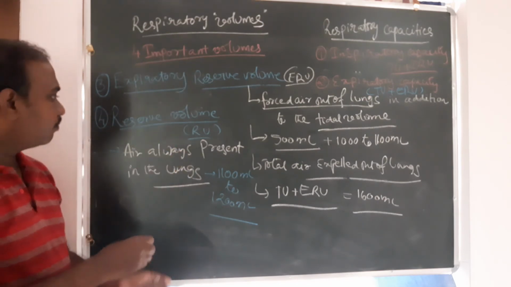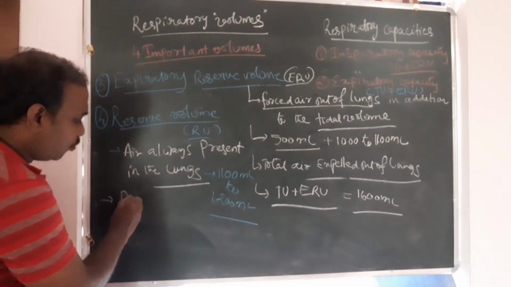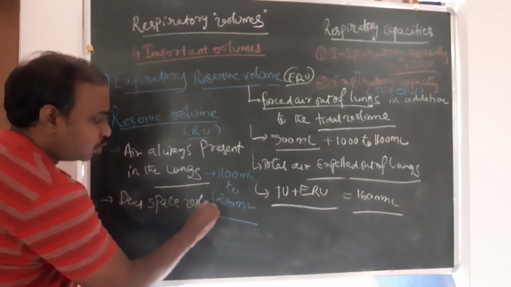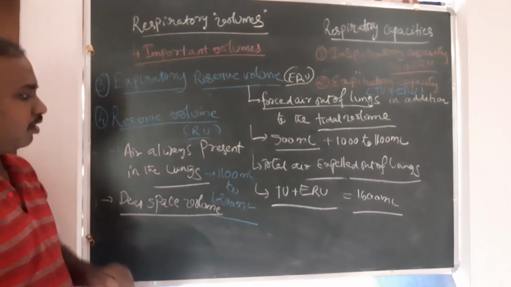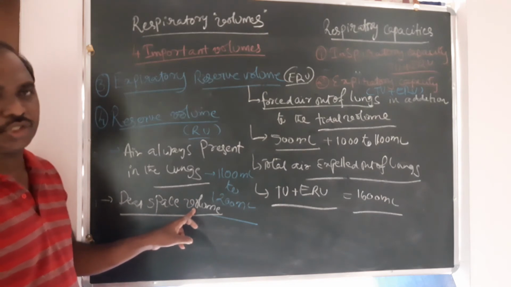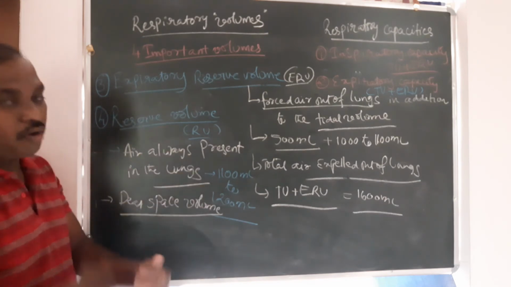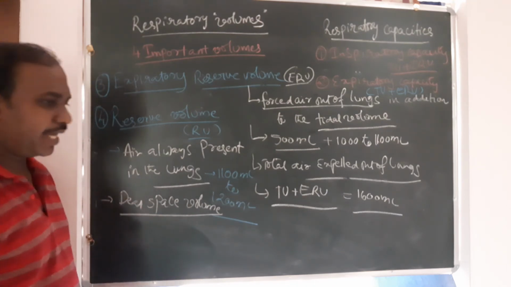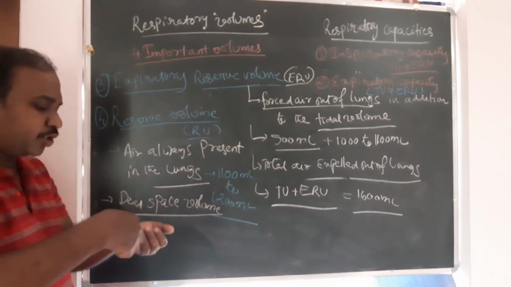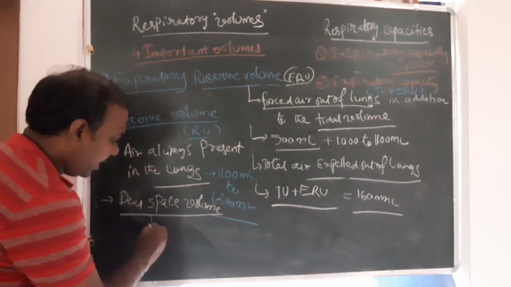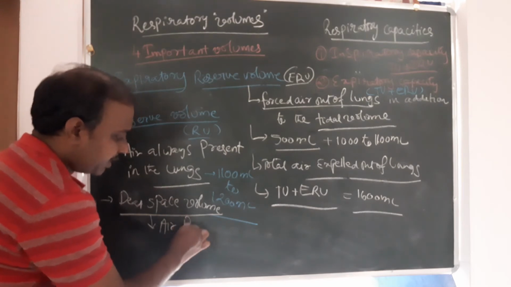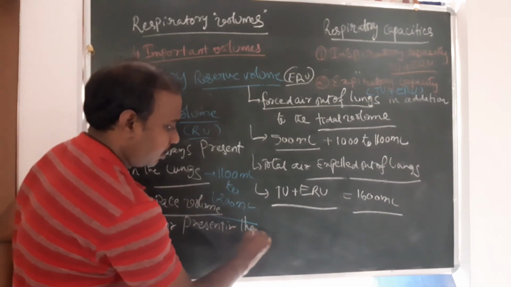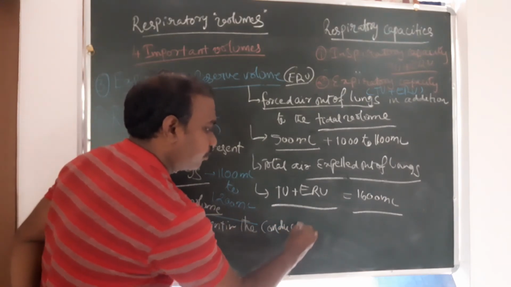Right? And one more value that is called the dead space value. So this is normally not used to account for the person's health. So what is this dead space value? This is the air that is present in the conducting zone.